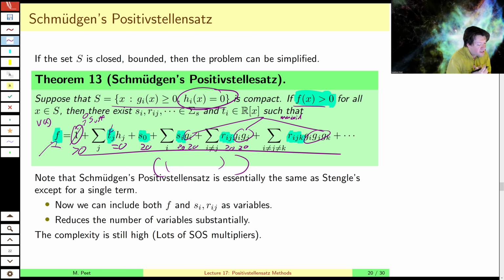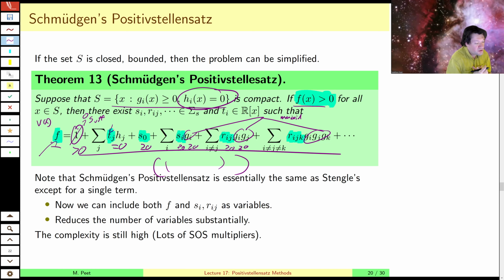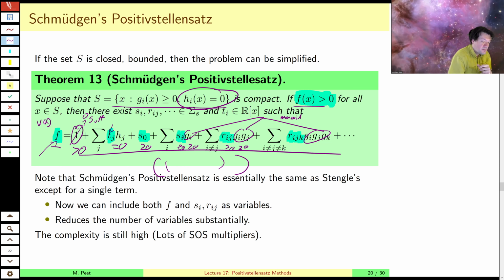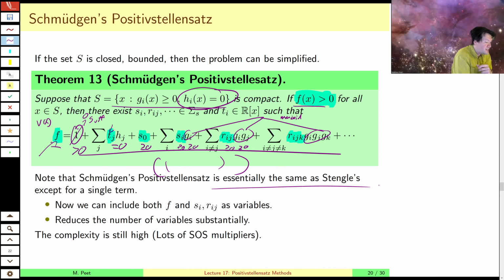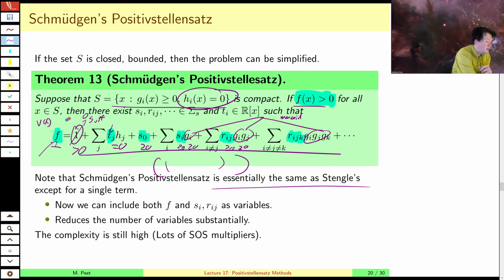Schmudgen's Positivstellensatz, right, is less of a geometric one. It's a sort of semi-geometric representation version of the Positivstellensatz. But other than that, it's essentially the same as Stengle's, except for the multiplier here, or the ratio here. And it gives pretty tight conditions under which this is necessary and sufficient, basically positivity. So I guess in recent years, people have moved from these SOS problems to strict positivity, and that allows you to do a lot more.